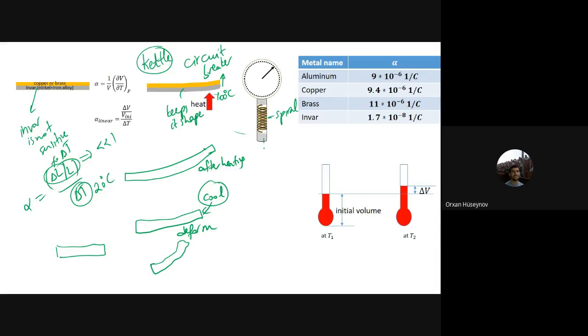And when you have a temperature change here, let's say that this is T hot, this temperature change causes this spiral element to elongate in one direction. Okay, it gets longer. As it gets longer, it rotates.